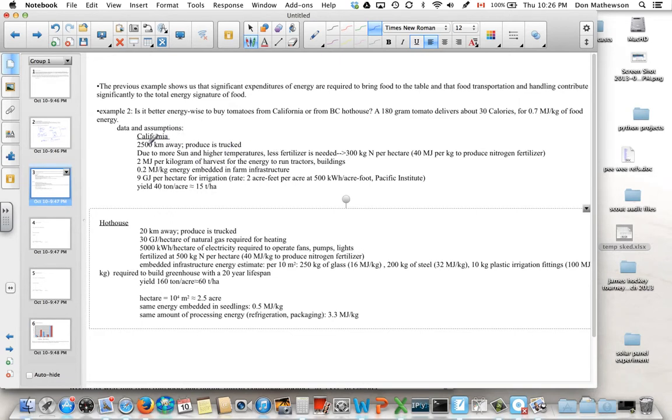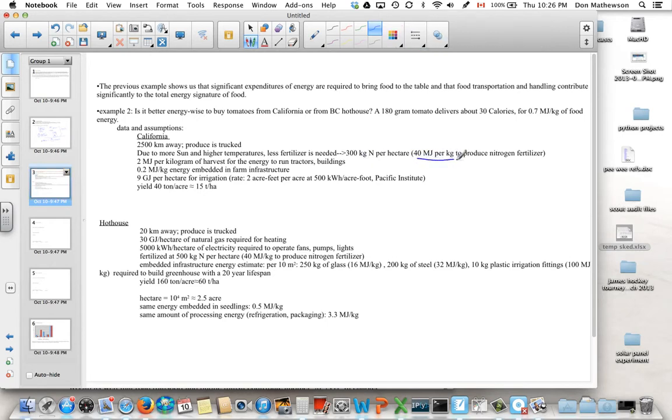So here's our model. California, of course, we expect lots of transportation energy. There's lots of sun and high temperatures, so I'd estimate we could use less fertilizer. Here's the value for the embedded energy of nitrogen fertilizer, quite high. In our model, this is a number I got out of a paper somewhere. It was 2 megajoules per kilogram of harvest, and that was the energy, the direct energy to run the tractors and buildings. Here's the indirect energy for all the buildings and tractors.